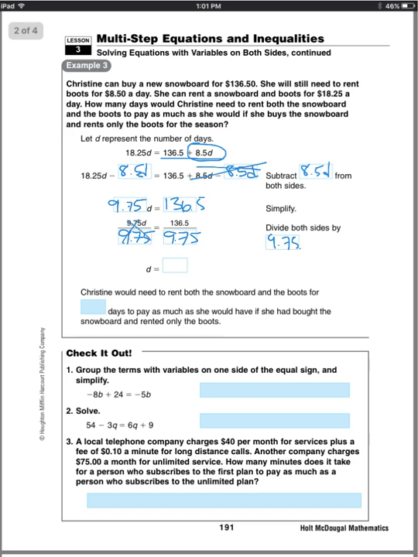These cancel. We bring down the d, and 136.5 divided by 9.75 is 14. So Christine would need to rent both the snowboard and the boots for 14 days to pay as much as she would if she had bought the snowboard and rented only the boots. So go and try your check it outs.